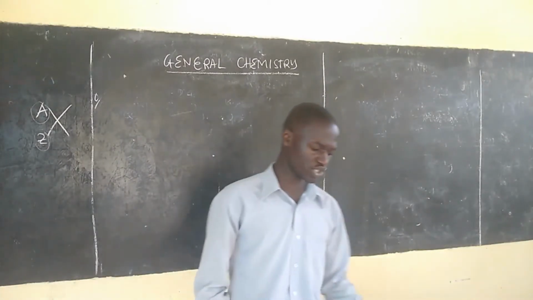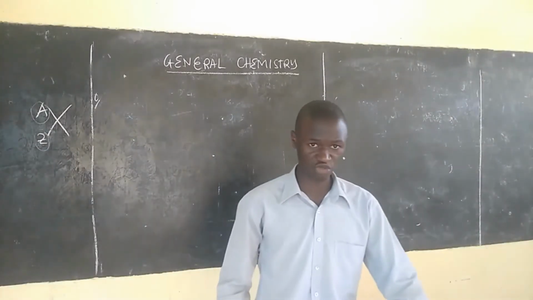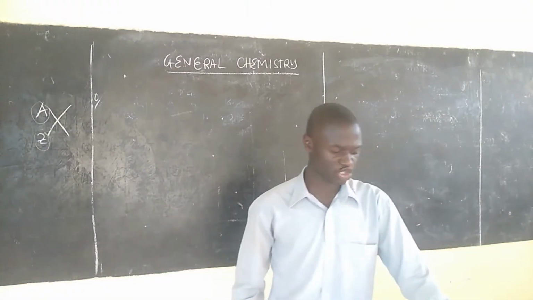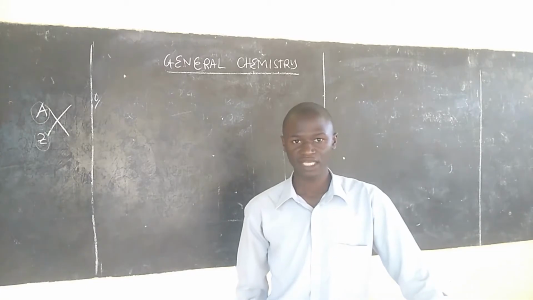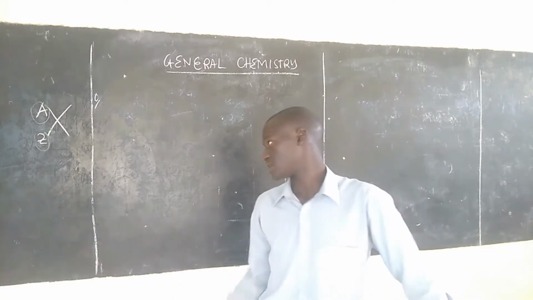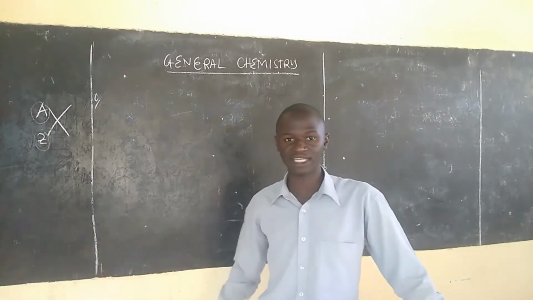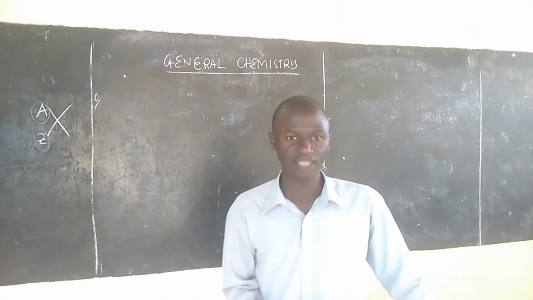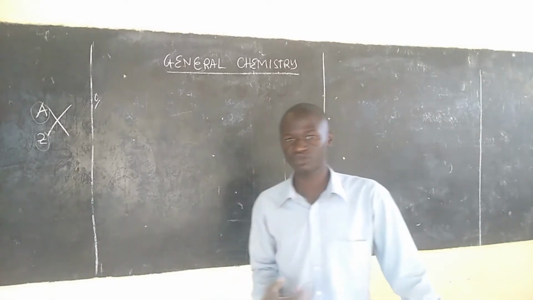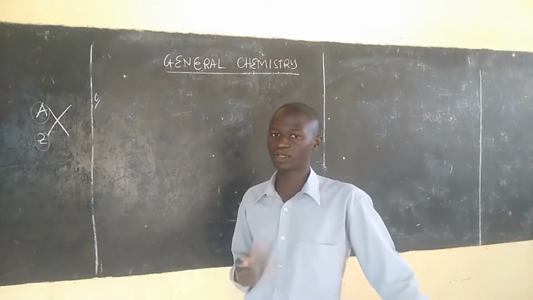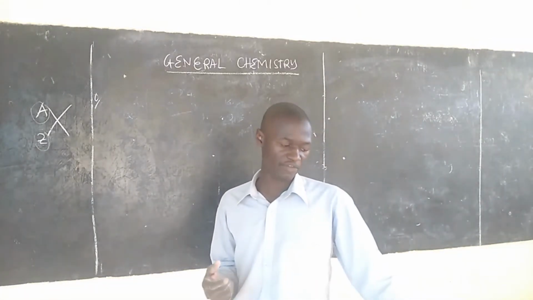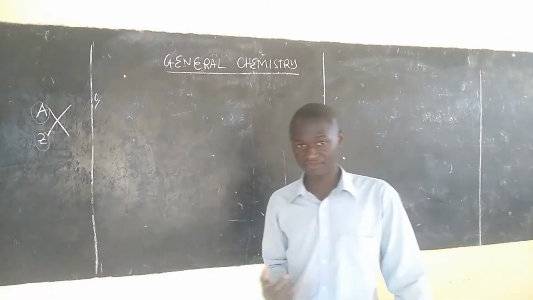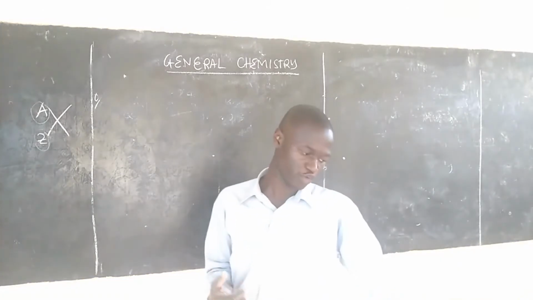So about the uses of mass spectrometer. First is determination of relative atomic mass. Tukipata hizo isotopic mass, tutapata average atomic mass, ambayo nikwambia the average atomic mass and the relative atomic mass, their values are approximately the same. However, it's not the same thing. So average atomic mass and relative atomic mass ni vitu viwili tofauti.